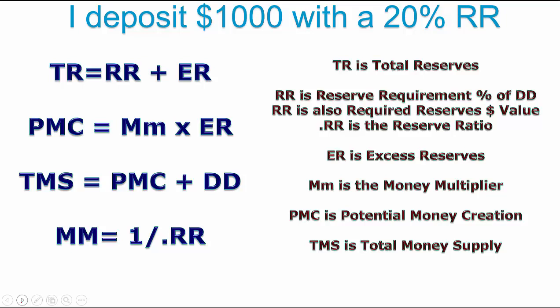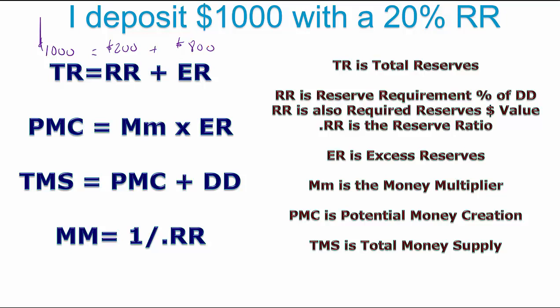There's another relationship, though, and that is that our total reserves will always equal our required reserves plus our excess reserves. Okay, so let's see how we apply this. If I make a $1,000 deposit, that $1,000 becomes part of the bank's total reserves. From that $1,000 deposit, 20% of it must be set aside as required reserves. So $200 goes there, and then that leaves $800 as excess reserves. Okay, so that's all from a $1,000 deposit with a 20% reserve requirement.